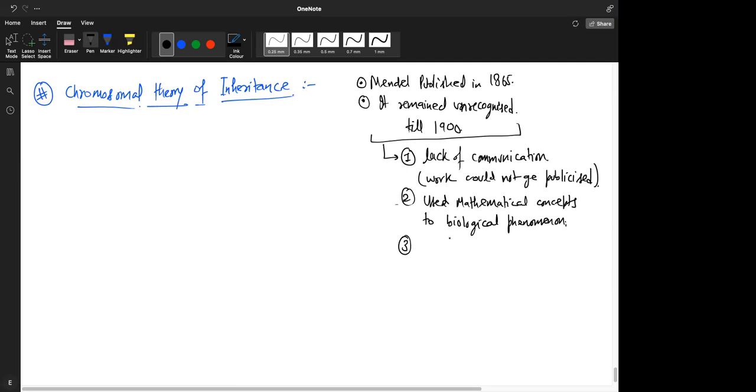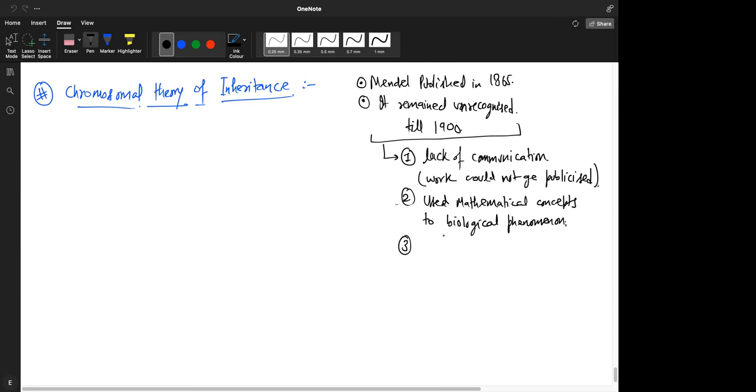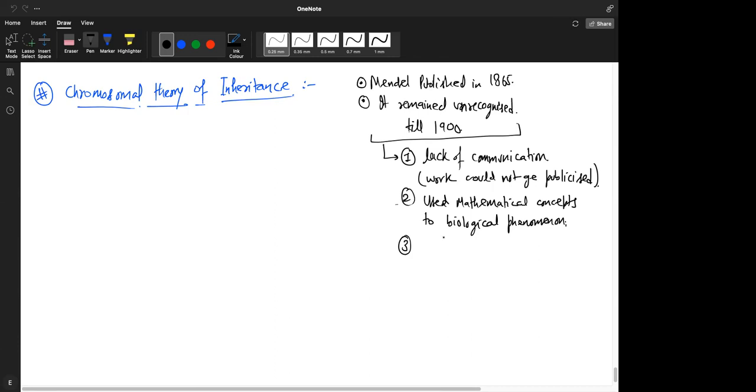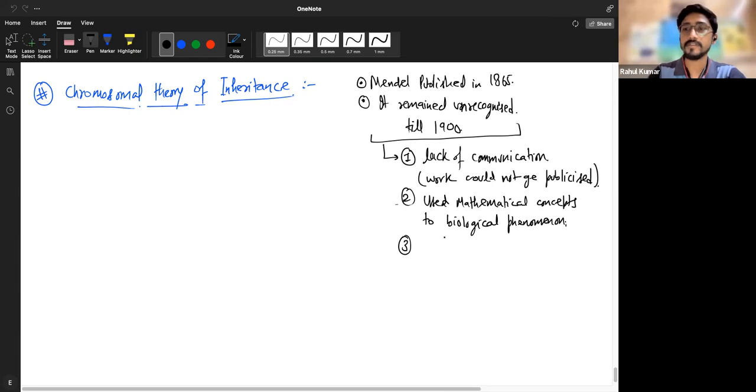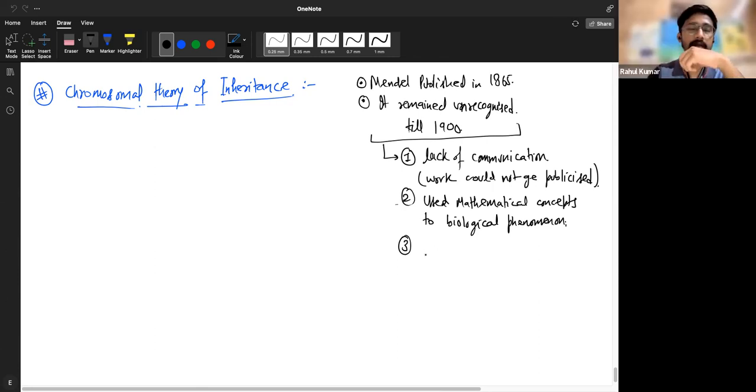Third was his concept of genes. He did not use the word genes. He did not know about genes at that time. The knowledge about genes and chromosomes came later. So he used to call whatever is being inherited as factors. He said this is the factor for tallness, this is the factor for dwarfness. He did not use the word genes or alleles. So third is, write down, his concept of factors, in the bracket write genes.